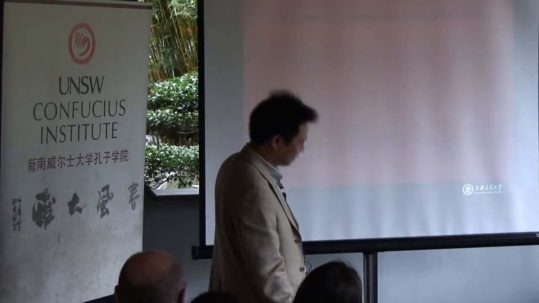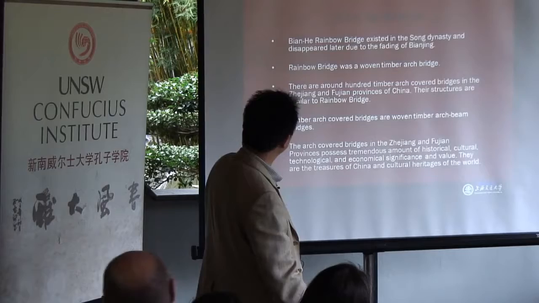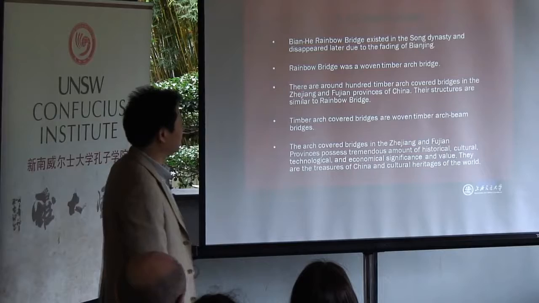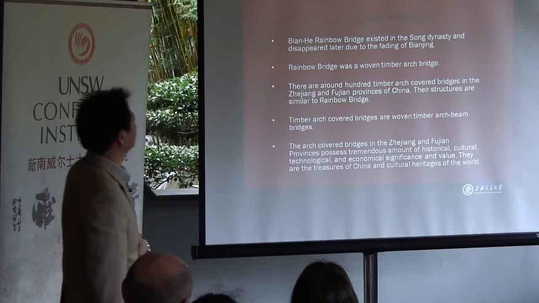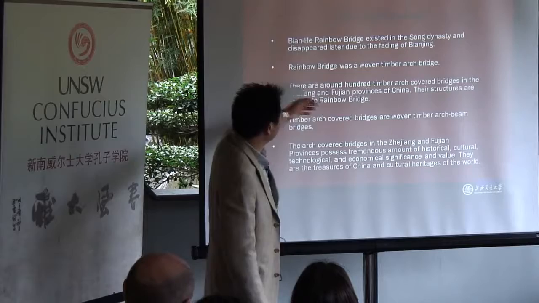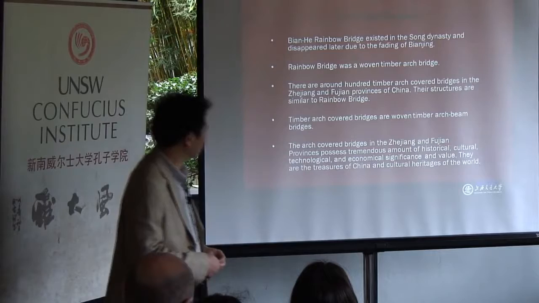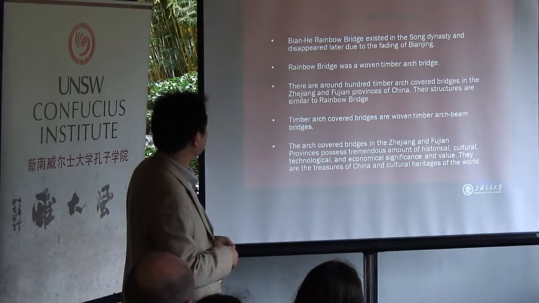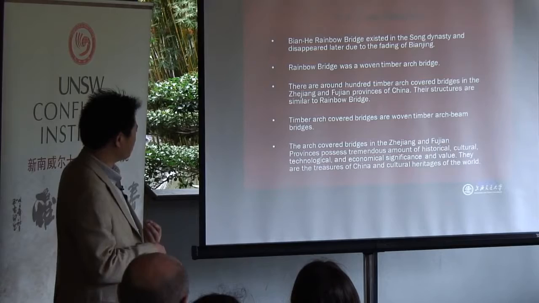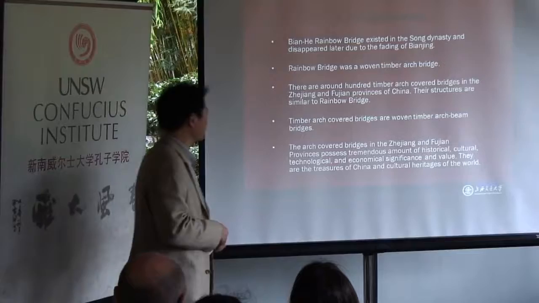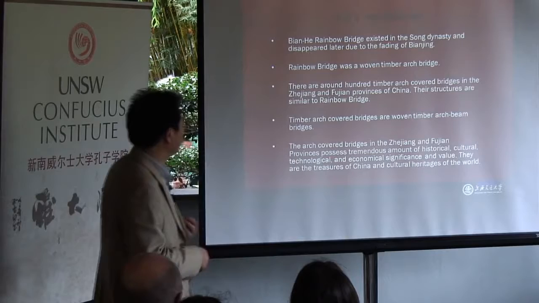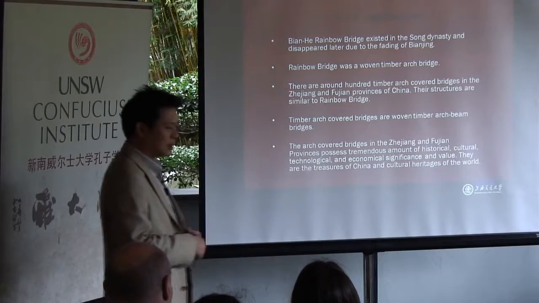The conclusion and the discussion. The first is the conclusion. Bianhe Ribbon Bridge existed in the Song Dynasty and disappeared later due to the fading of Bianjing. Ribbon Bridge was a woven timber arch bridge. There are around 100 timber arch covered bridges in Zhejiang and Fujian provinces of China. The structures are similar to Ribbon Bridge. Timber arch covered bridges are woven timber arch beam bridges. The arch covered bridges in Zhejiang and Fujian provinces possess a tremendous amount of historic, cultural, technological, and economic significance and value. They are the treasure of China and the cultural heritage of the world.